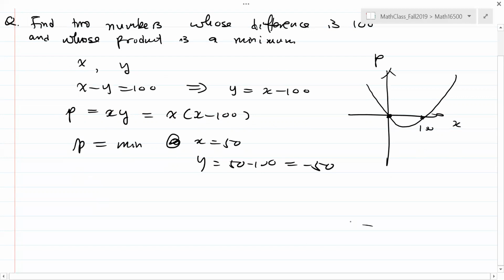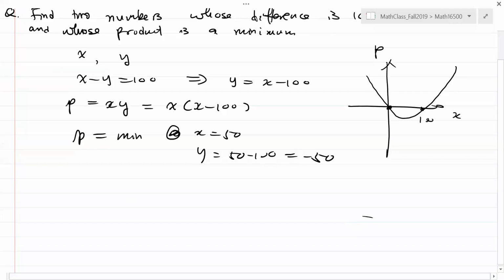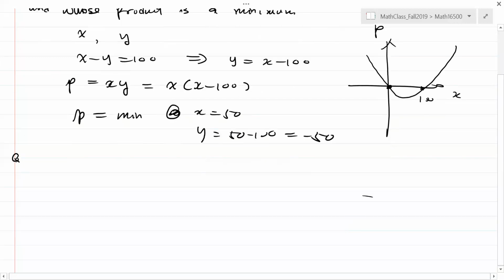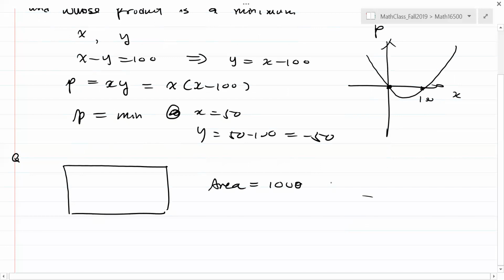So we solved the problem without using calculus, because for a quadratic function, I know how to find the vertex of the parabola and the minimum value. But for some other functions, you cannot use elementary mathematics to find the absolute minimum or absolute maximum value, so you have to use calculus to solve the problem. For example, the next one is also a pure mathematical problem. We have a rectangle, and I know the area is fixed, 1,000 square.